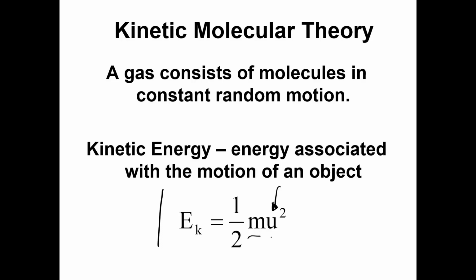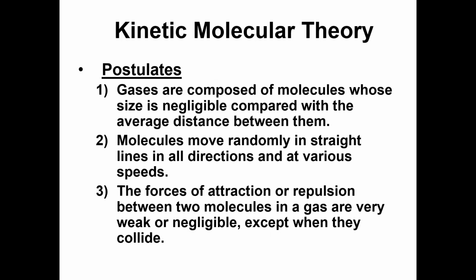So it's simply that the product of these two has to be the same for hydrogen and oxygen and argon and any of these. Since they all have different masses, they must travel at different speeds. And that's what kinetic molecular theory is all about, right? So there are 5 postulates. I'll go through them pretty quickly.